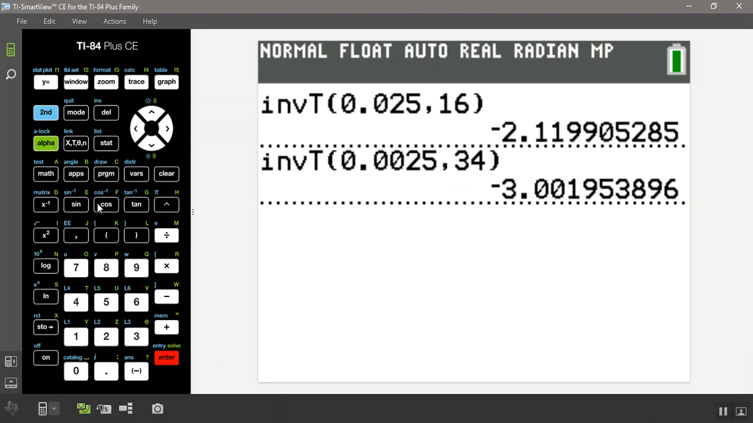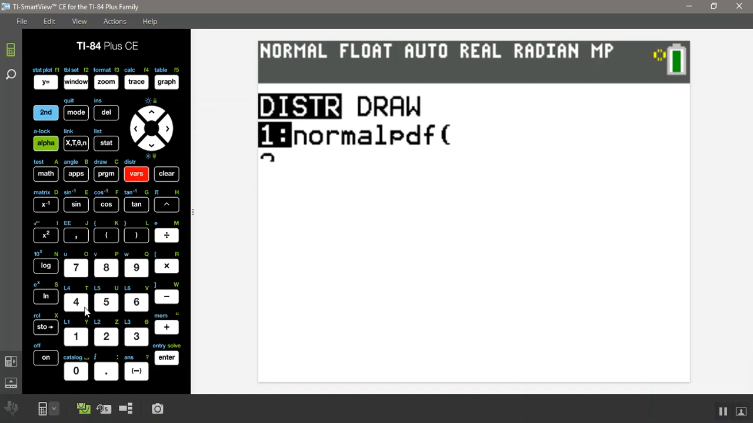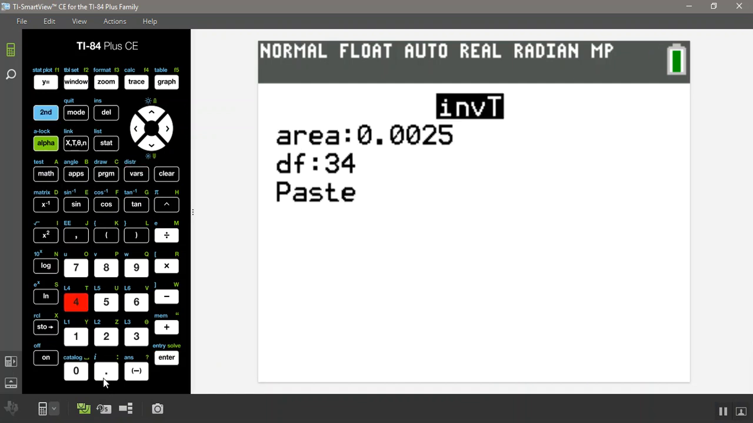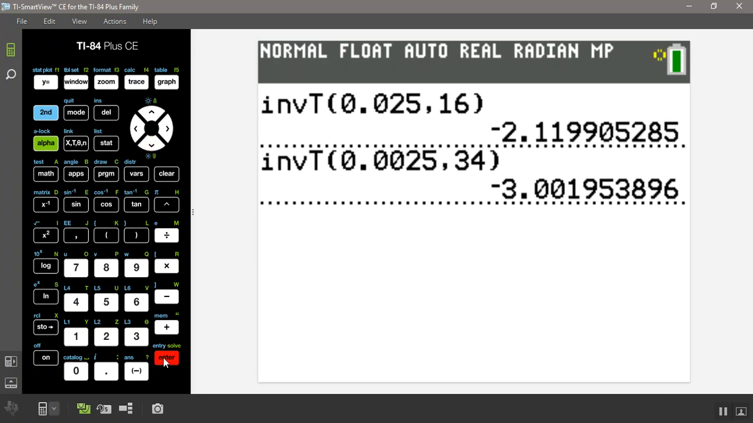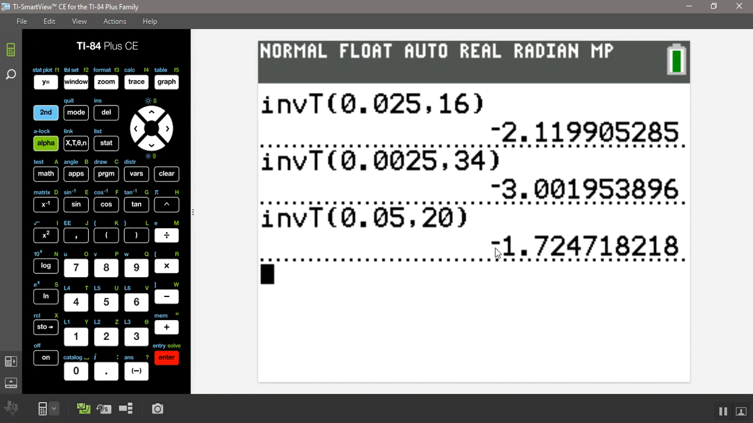All right, I'll do the calculator first. So I would go to inverse t, and I would say 0.05, just to be clear. And then I would say 20, because it already gave me my degrees of freedom this time, so I didn't have to subtract 1. And then I press enter, and I get negative 1.725.